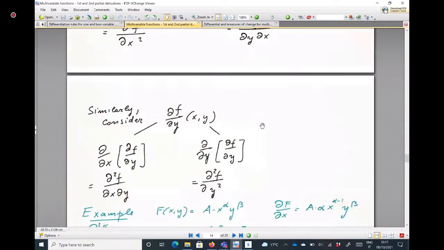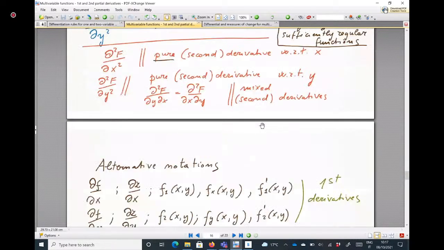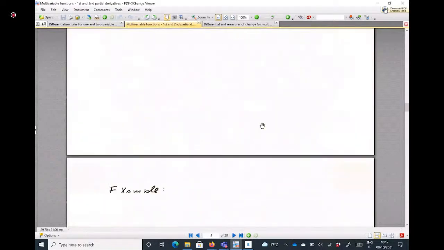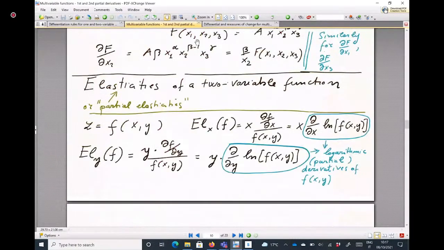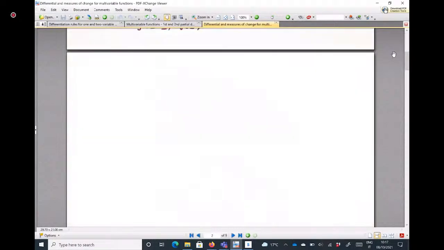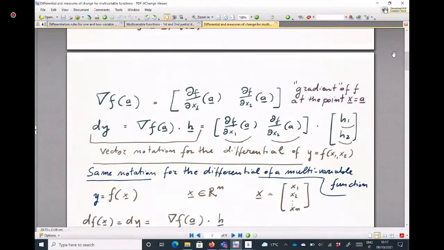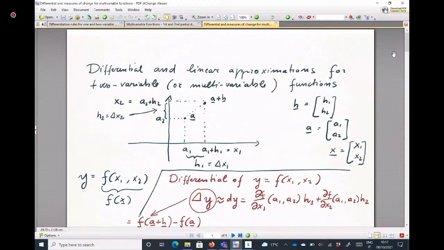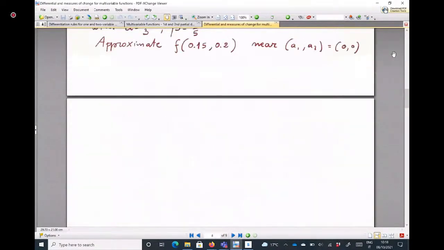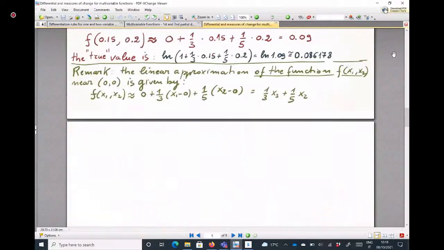Now, before introducing the second derivatives, I want to focus more on these measures of change for multivariable functions. So I want to complete the part on applications of the first partial derivatives before switching to second derivatives. Here are some examples of the differential. Okay.